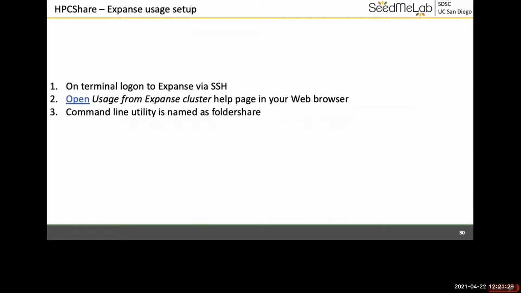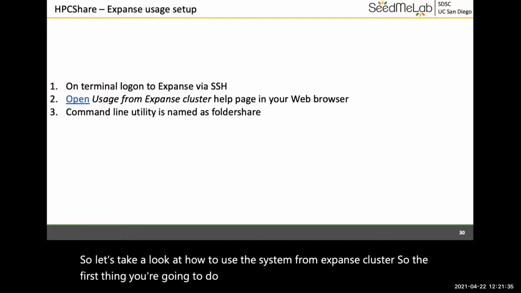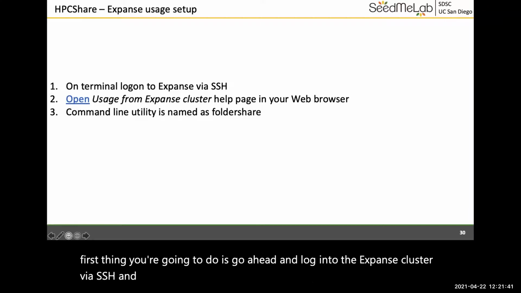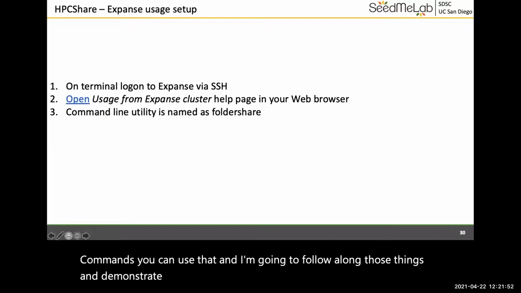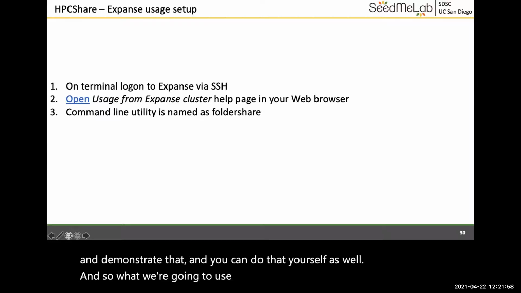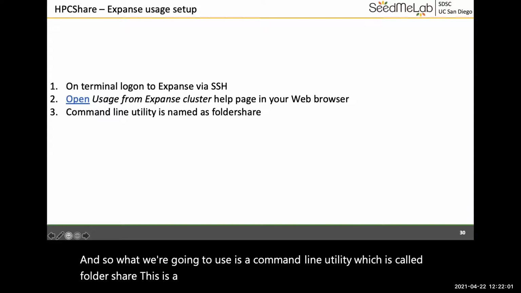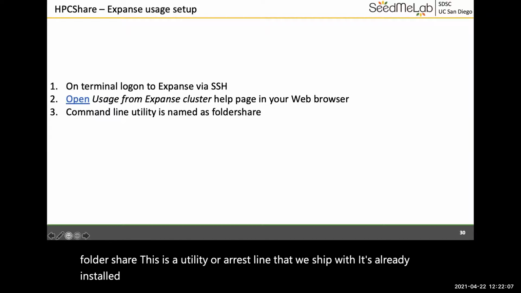So let's take a look at how to use the system from the Expanse cluster. The first thing you're going to do is go ahead and log into the Expanse cluster via SSH. We have already documented a full set of help commands. You can use that, and I'm going to follow along with those and demonstrate, and you can do that yourself as well. What we are going to use is a command line utility called folder share. This is a utility, a REST client, that we ship with, and it's already installed on the Expanse cluster. So you don't have to install anything, you can just use it.